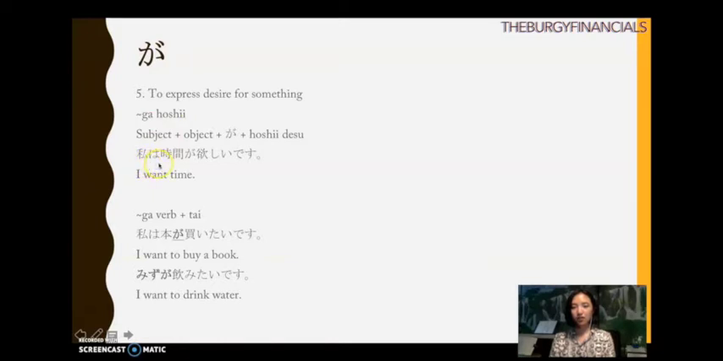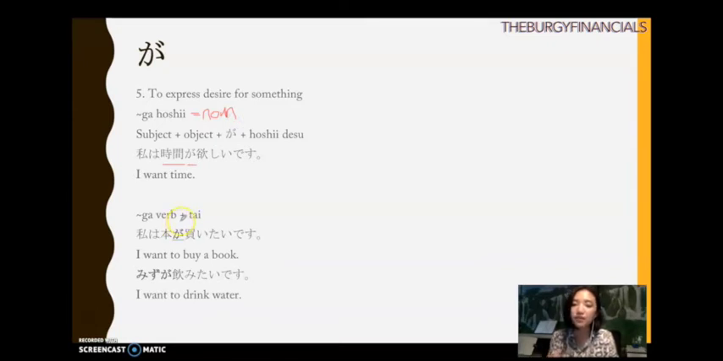Watashi wa jikan ga hoshii desu. Jikan means time, ga hoshii, I want time. Ga can also be used with verbs. Usually you use hoshii with a noun, and then you use tai with a verb.